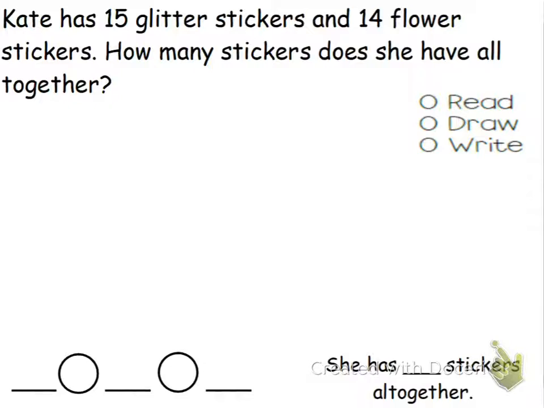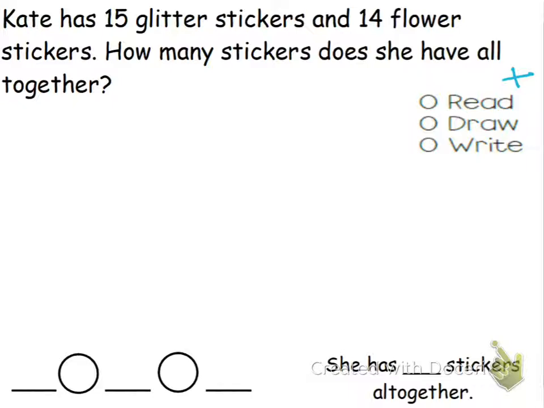So let's think about, what do we know? We know that Kate has 15 glitter stickers and 14 flower stickers. We have to figure out how many she has all together. Well, that means we know that we're adding. So I can put a plus sign just on the side to let me know that I'm adding.